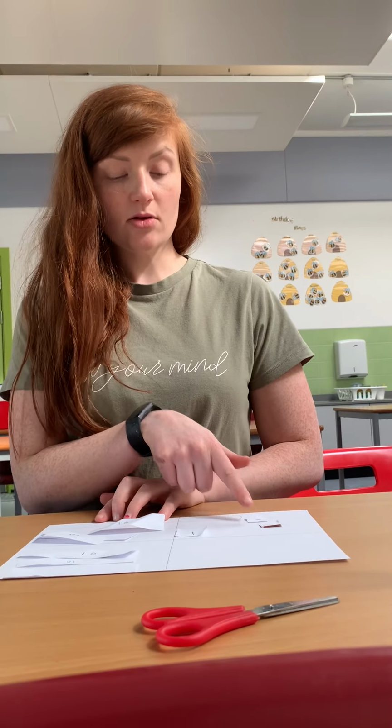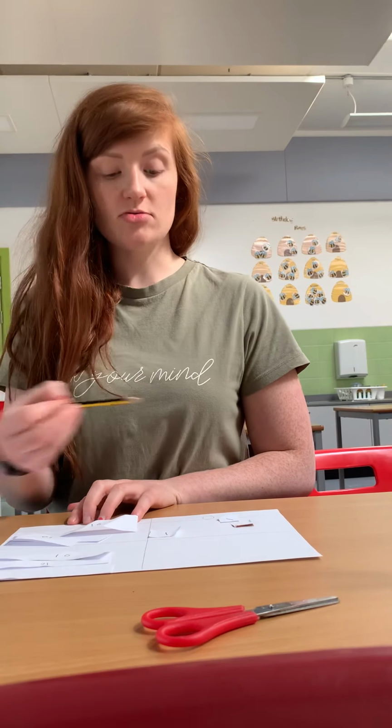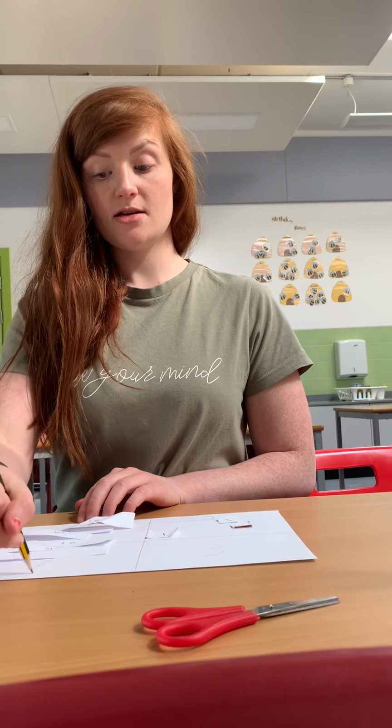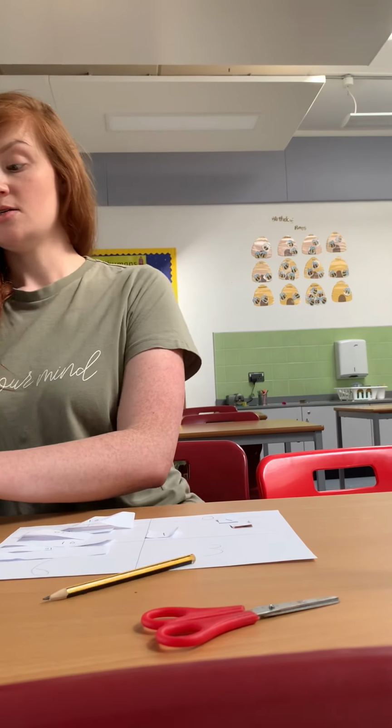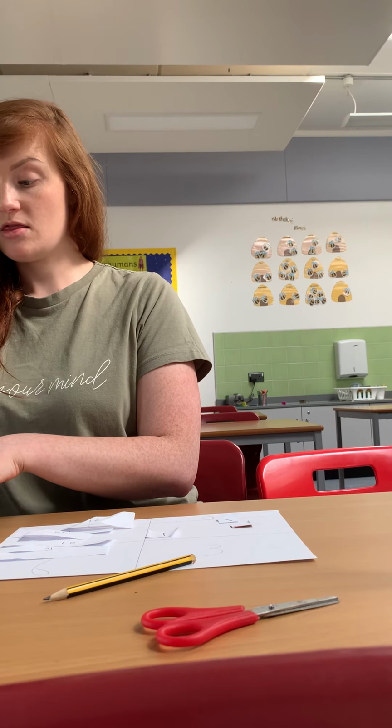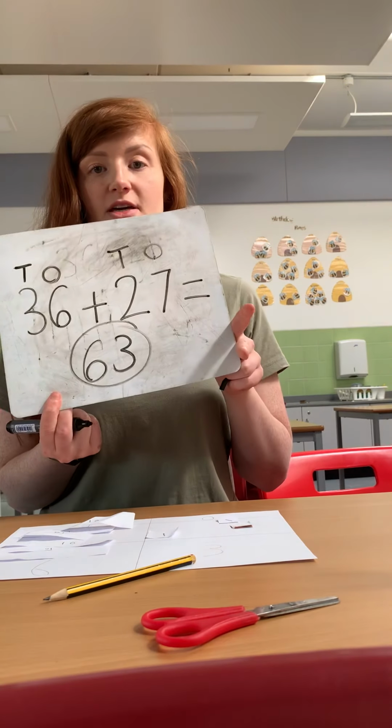So now I can count the ones that I've got left after I've done that exchange. So I've got 1, 2, 3 all together. And then I count my 10s. I've got 1, 2, 3, 4, 5. I now have 6 10s. So the answer would be 63. And I can show you that there.